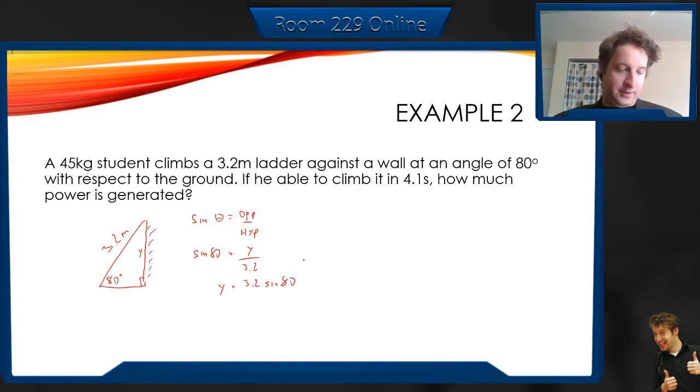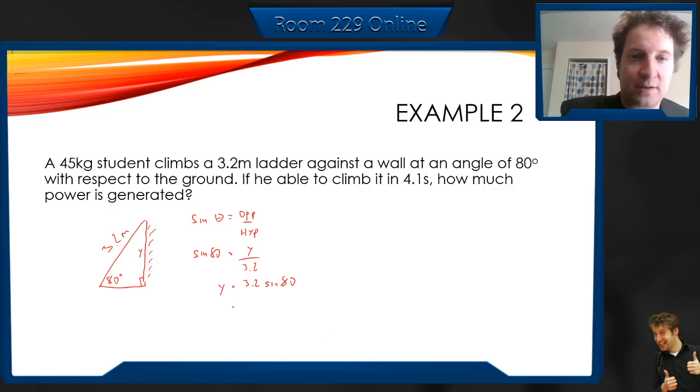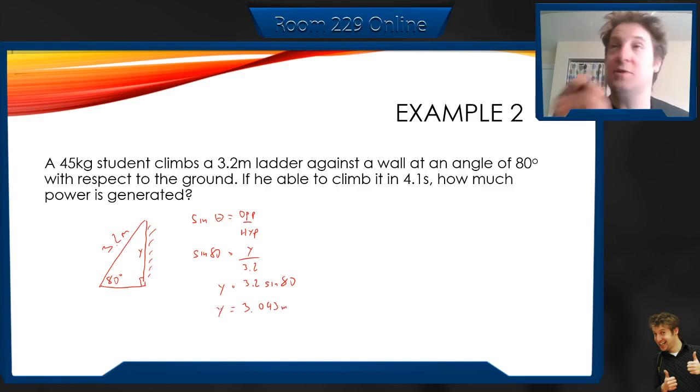What's that going to work out to? 3.2 times sine 80 gives us 3.043. We're going to keep a bunch of decimals because we know we're going to round at the very end of the problem, but we need the decimals as we're running through it.